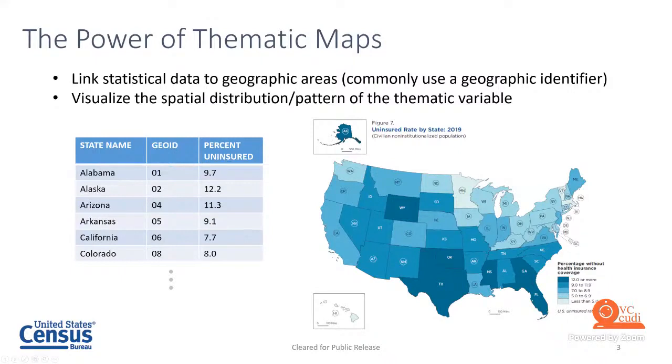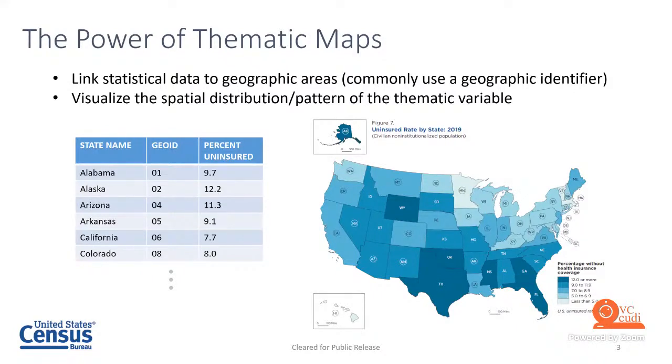Our geographic data includes a geographic identifier, or a GeoID. And for state level data, the GeoID is a 2-digit FIPS code. So Alabama has a GeoID of 01, Alaska has a GeoID of 02, Arizona 04, and so on. We have GeoIDs for every type of geographic area that we tabulate data for. So this allows us to easily link statistical data with geographic data.